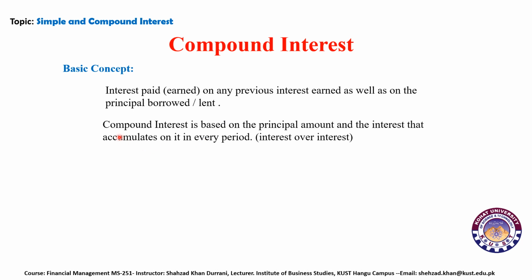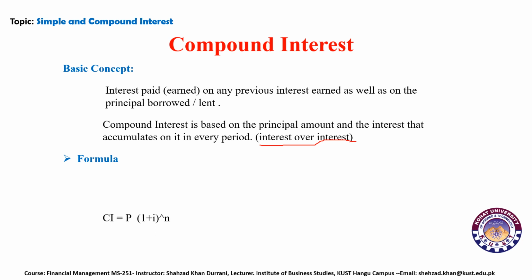So what does it mean? Compound interest is based on the principal amount and the interest that accumulates on it every period. So it's accumulating in the second year, then the third year, right? So it means interest over interest. This is the really important point. I will try to highlight this one. It's really important: interest over interest. So compound interest means interest over interest.